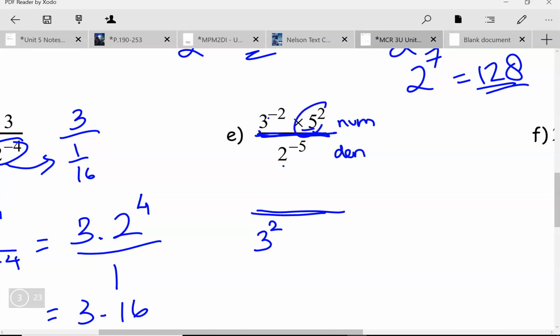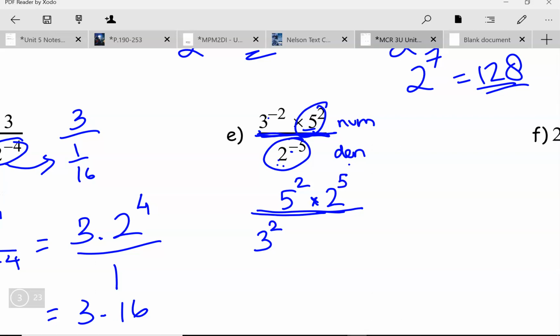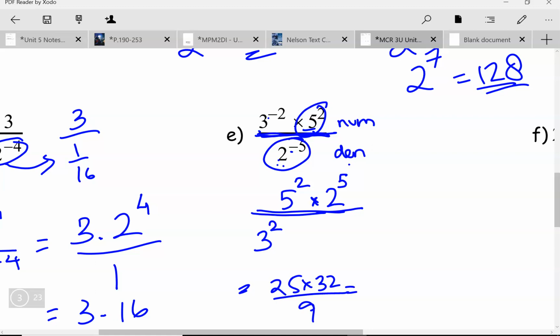This 5 to the power of negative 2 already has a positive power, so I'm going to leave it up there. 2 to the power of negative 5 is in the denominator with the negative exponent. I'm going to move that base to the numerator. Obviously when I move it, it becomes multiplied by that thing, and I'm going to change the exponent to a positive. So this is me simplifying using the exponent rules. And if I try and evaluate this, I get 25 times 32 divided by 9, which is 800 divided by 9. But it's also important to look at the other way.